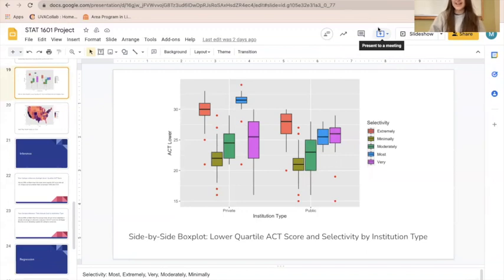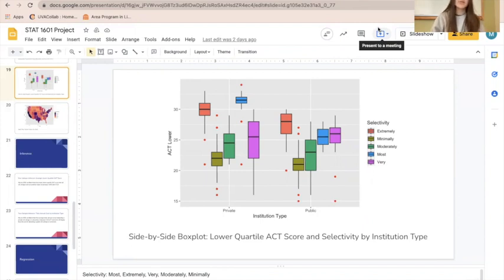I'm Molly, and I'm going to look at some more data visualizations. So first here we have a side-by-side box plot. What we're looking at here specifically is the institution type compared to the ACT lower quartile scores.